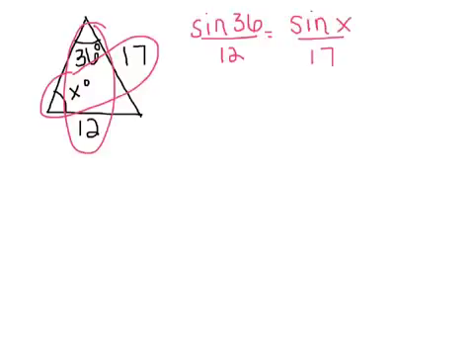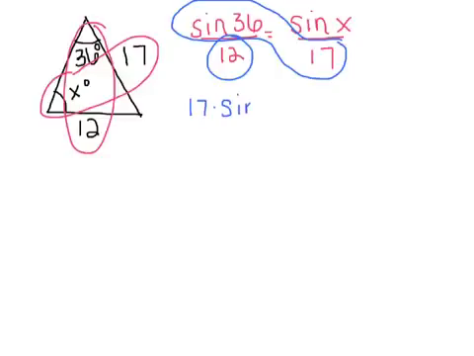over 17. And then I'm going to cross multiply like I did before. So I'm going to do 17 times the sine of 36. And this time I'll just be dividing by 12. Whoops, parenthesis, divided by 12. And then you just take that and put it into your calculator.